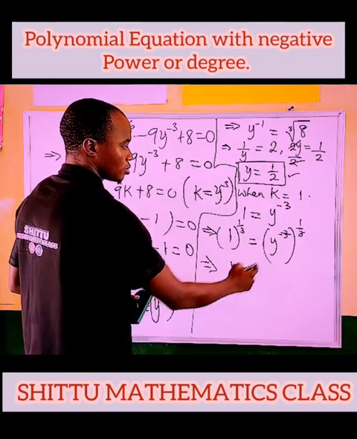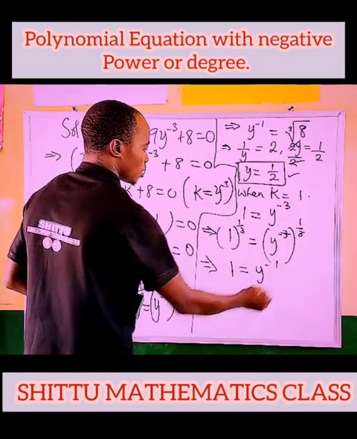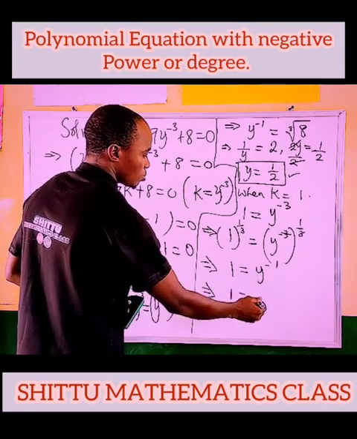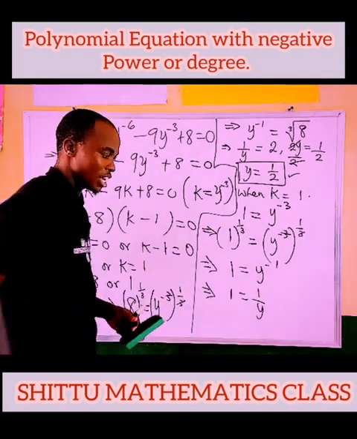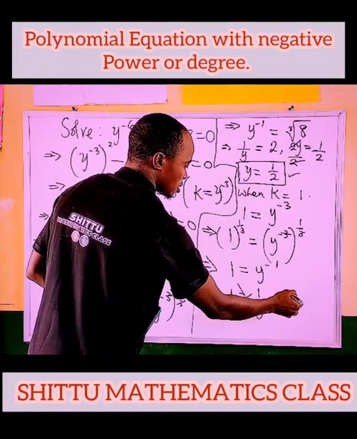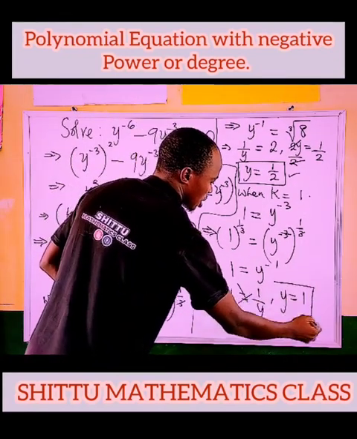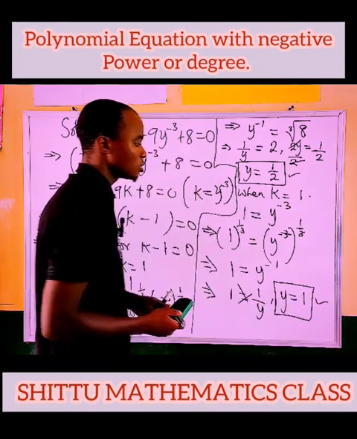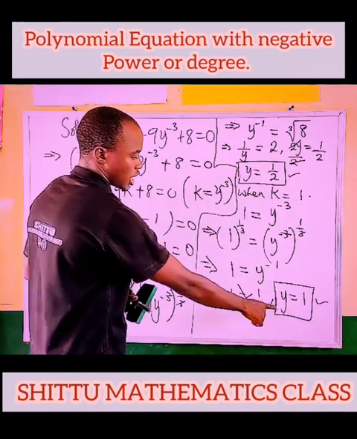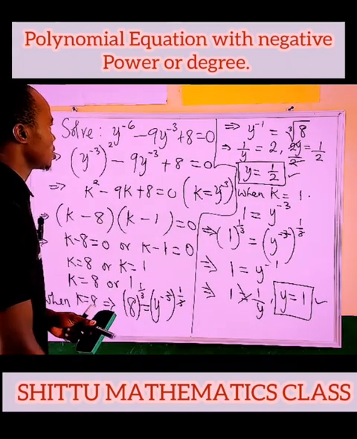Which equals y to the power minus 1. Then finally we have y equals 1 over y. Are you getting it now? So when you do cross multiplication, we see that y equals 1, and that's the second solution to the problem. So we have y equals 1 over 2 and y equals 1. Is that understood?